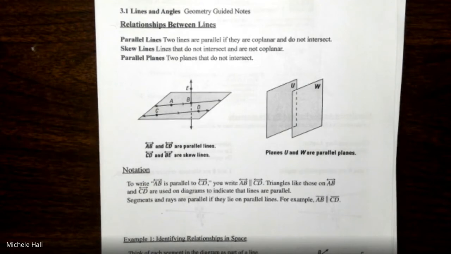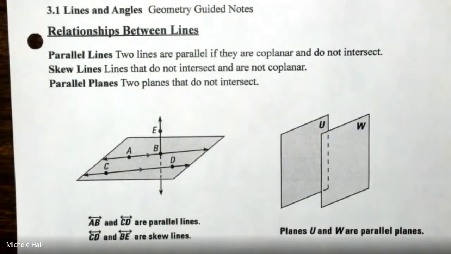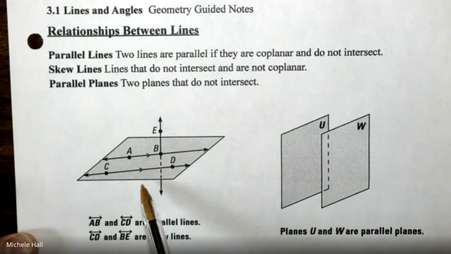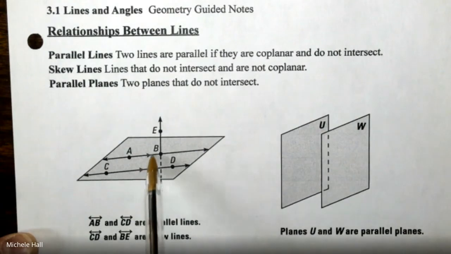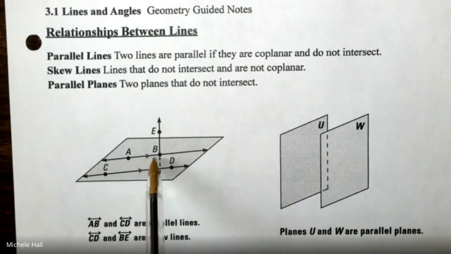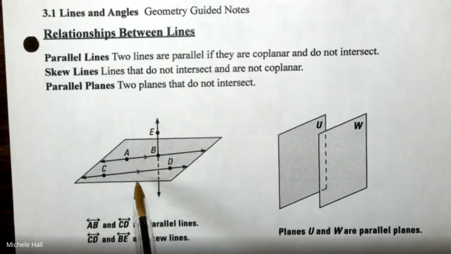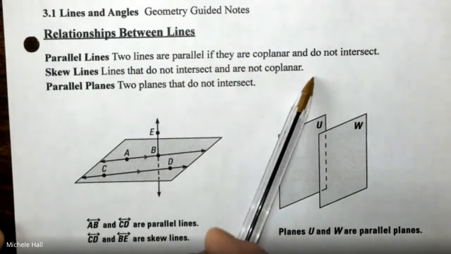3.1, relationships between lines. We have parallel lines. If I look at this picture right here, there is a symbol they use to make sure you always know they're parallel lines, and they have these triangles on them. Every time you see that little triangle on the lines, they're telling you that those lines are parallel to each other. Two lines are parallel if they are coplanar and do not intersect.